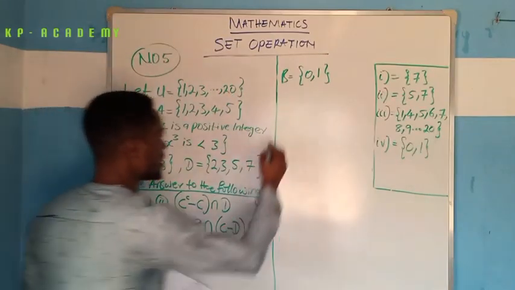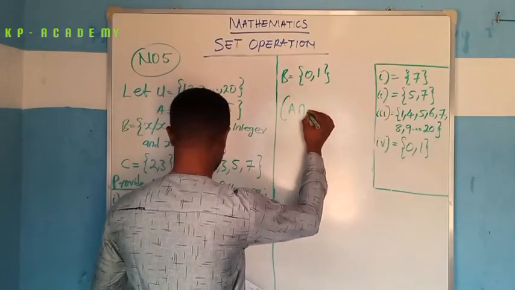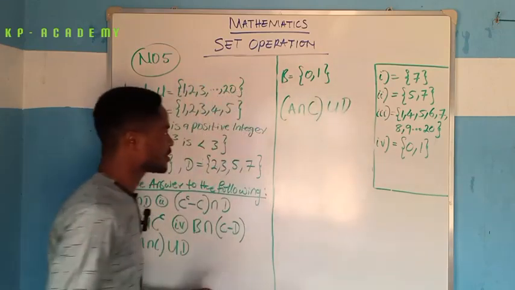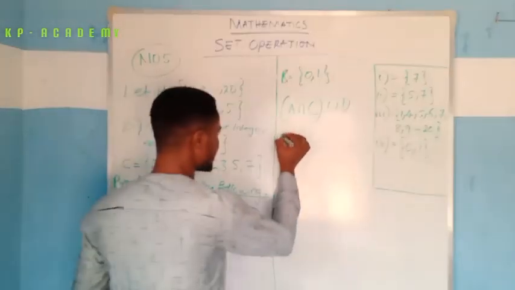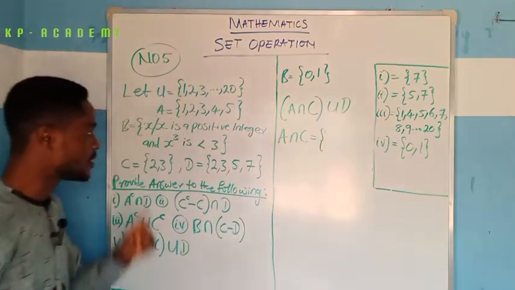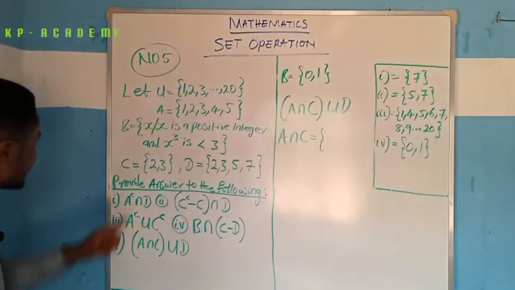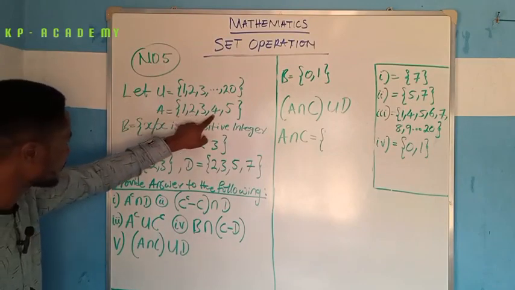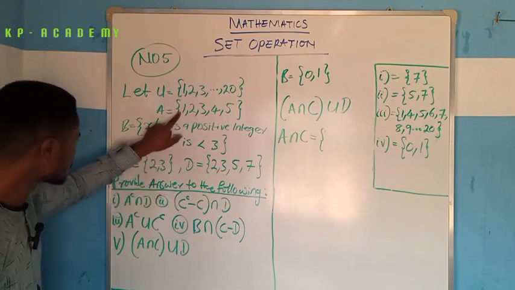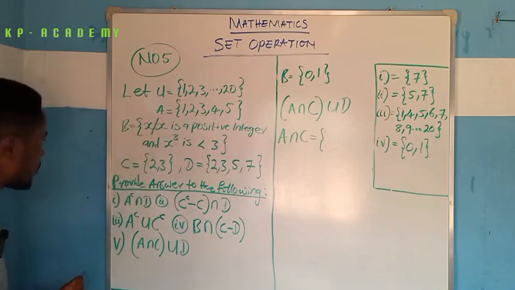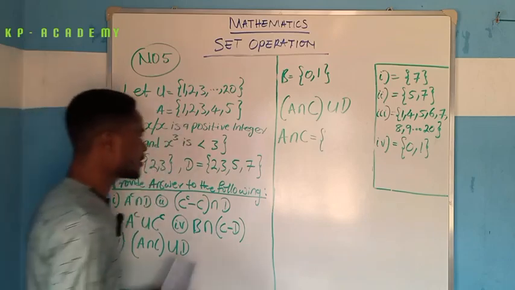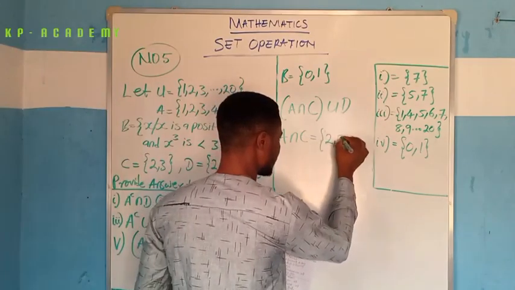Now, the V part of the question says A intersection C close, then union D. Very important. So A intersection C, first let us look for it. Set A is 1, 2, 3, 4, 5, and set C is actually 2 and 3. So what do set A and set C have in common? If you watch carefully, this one has 2, 3, and this one also has 2, 3. So A intersection C is nothing but 2 and 3.